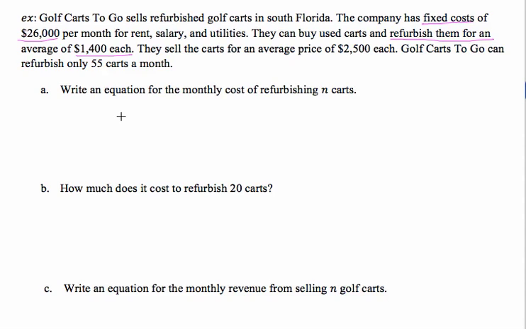They sell the carts for an average price of $2,500 each. So they buy a cart for $1,400, they refurbish it, and then they sell it for $2,500. So right there they're making $900 on each cart. But that's not really true because they have fixed cost of $26,000 a month for the building, salary, utilities, and all that stuff. So you have to count that too.